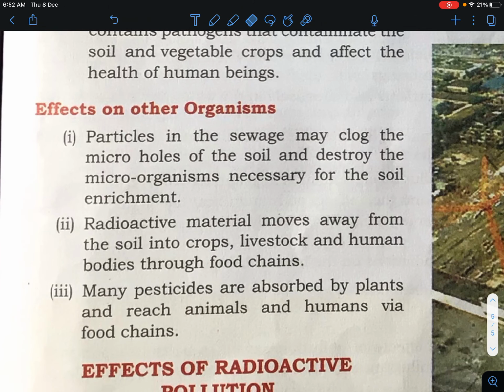Now we are going to study the effects on other organisms. Particulates in the sewage clog the micro holes of the soil and destroy the microorganisms necessary for soil enrichment. You know that in the soil there are so many microorganisms that are very useful for soil enrichment. So the particles in the sewage clog the micro holes of the soil and destroy the microorganisms, thereby reducing soil fertility.